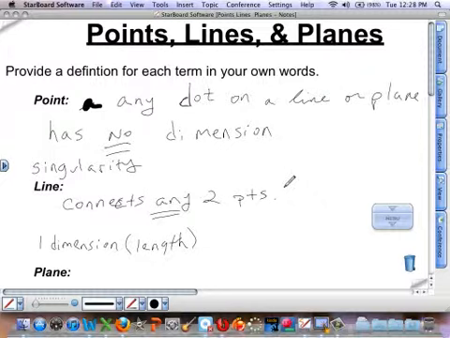Connects any 2 points. So we need 2 points to make a line, correct? If I have just 1 point, I can't make a line. I need to have at least 2 points to make a line.